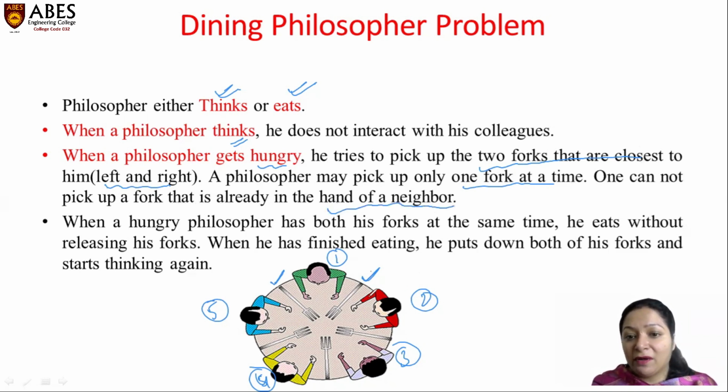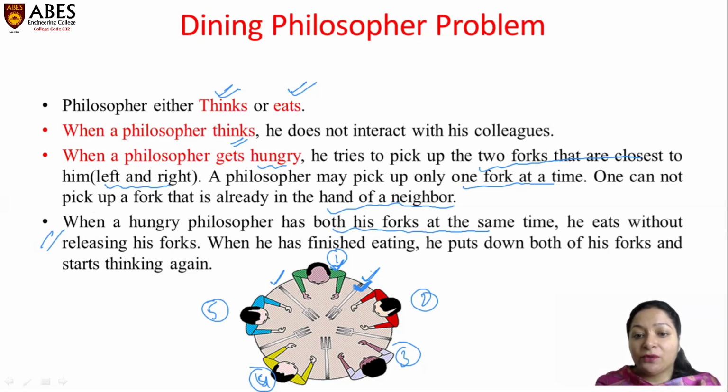अगर किसी neighboring philosopher के हाथ में कोई chopstick already है, say for example this red philosopher is having this chopstick in his hand. Now this one philosopher, first philosopher, cannot pick this chopstick because it is already acquired by philosopher 2, right? So next point is that when a philosopher is hungry, then it should have both the forks in his hand at the same time.